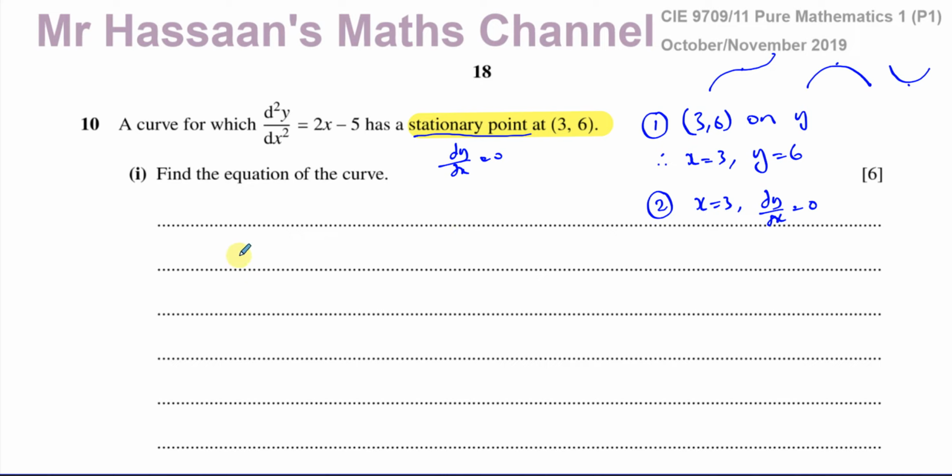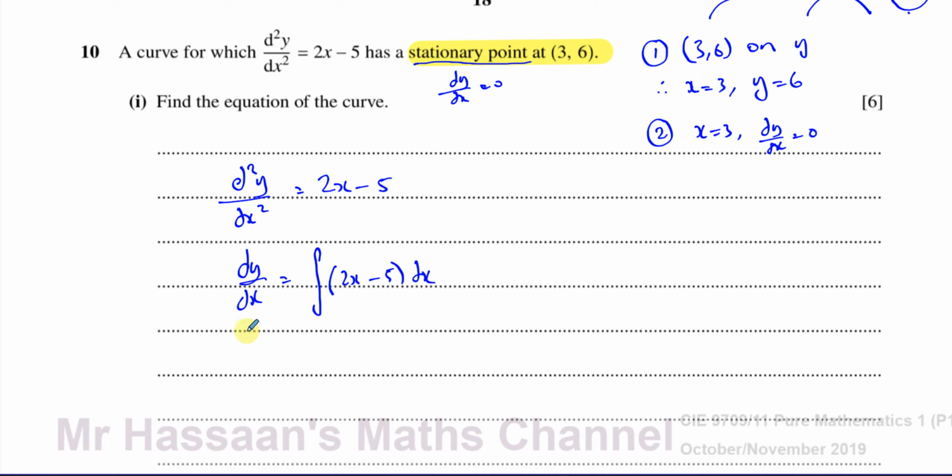So let's start off with what we have: d squared y dx squared equals 2x minus 5. The first step is to integrate this. To find dy dx, I've got to integrate 2x minus 5 with respect to x. There are two ways we can proceed here, and I'm going to show you both ways, side by side. One way is where you integrate and you just write plus c at the end, which you must do if you're doing this as an indefinite integral.